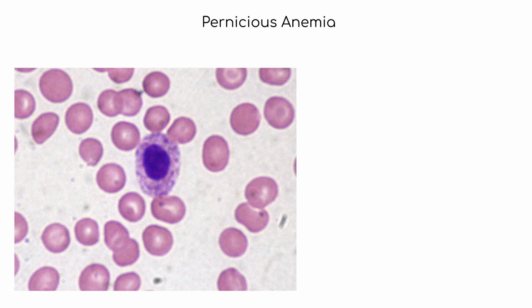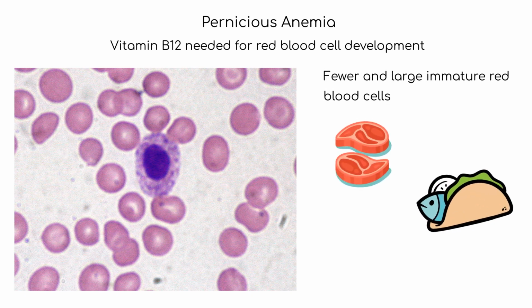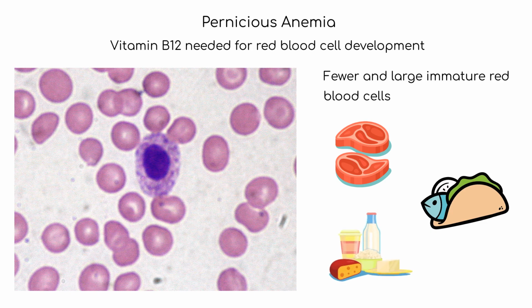Pernicious anemia results from a deficiency in B12 or folic acid. These substances are needed to make red blood cells. In pernicious anemia, red blood cells are larger than normal because they are immature. You can get vitamin B12 from food sources like meat, fish, and dairy products.